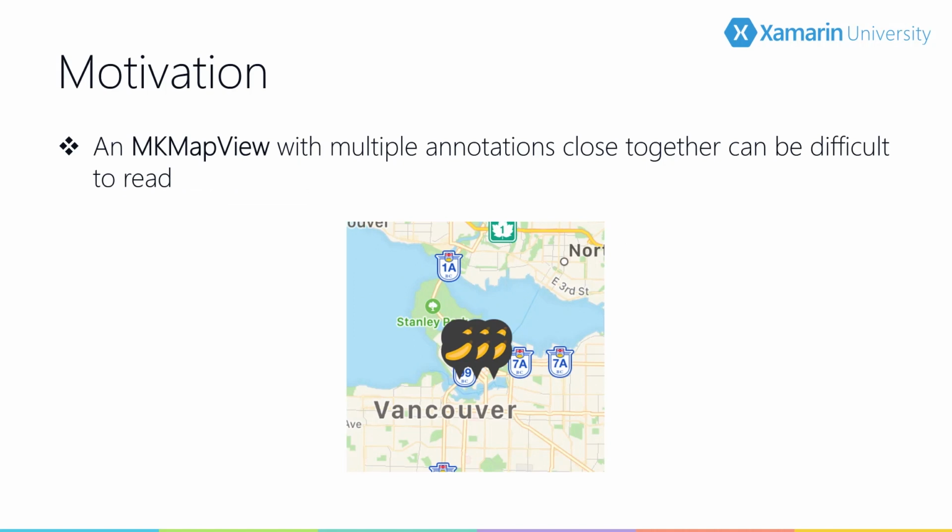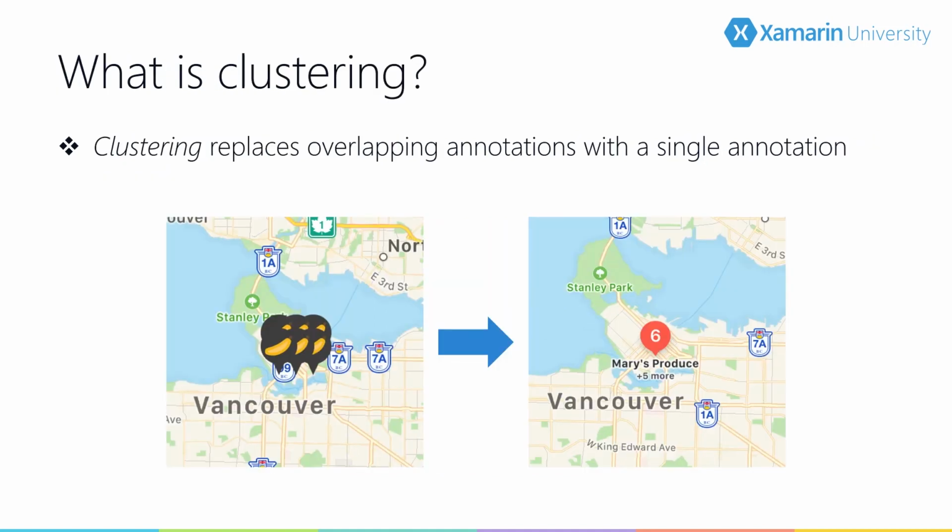As you add more and more annotations, they'll begin to overlap and look cluttered. This makes it challenging for your users to read and understand what's going on. However, luckily for us, iOS has a solution. In iOS 11 and above, Apple added support for clustering. Clustering allows us to group annotations that are overlapping into a single new annotation. The new clustering annotation can be a built-in annotation or a custom annotation.